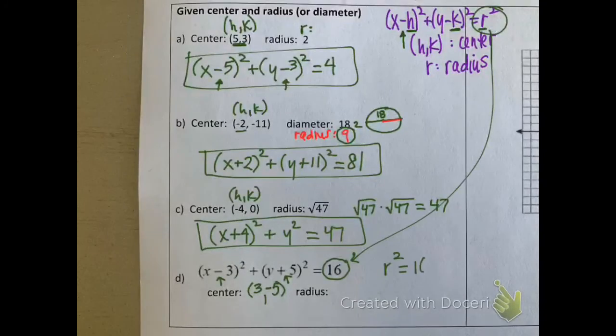So what can you multiply by itself to get 16? Or in other words, if you take the square root of both sides to solve for r, the square root of 16 is 4. So the radius is 4.